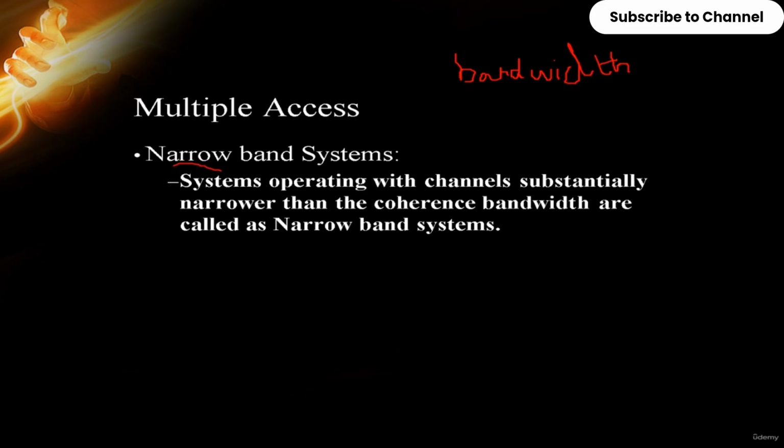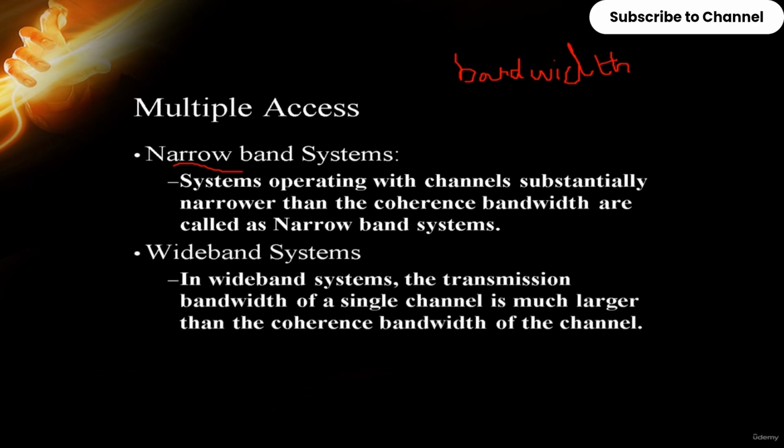Narrow band signals: if the signal is very small, that is, the system can operate with the narrower coherence with the available bandwidth. This is known as the narrow band systems. Next is wideband systems. In wideband systems, the transmission bandwidth is much larger compared to narrow band. The name itself tells us it is wideband. The bandwidth is much larger.